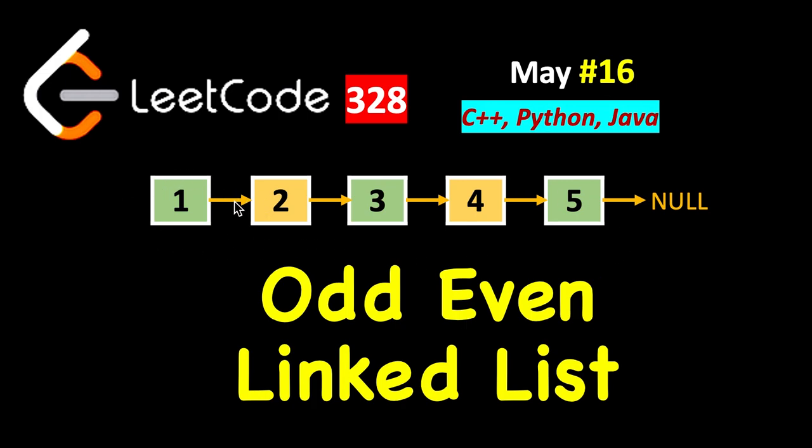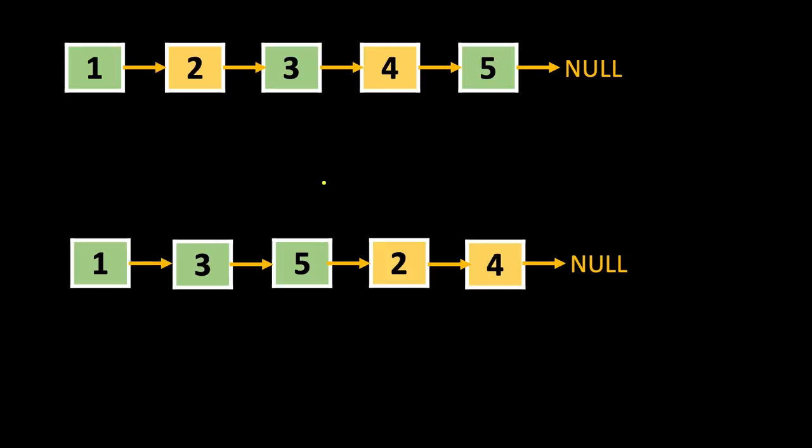And you don't have to use any extra space. So time complexity should be order n, where n is the number of nodes in the linked list, and space complexity should be order 1. So let's see. It's not a tough problem. If you can reverse a linked list, then you will most likely solve this question as well. So let's understand it first.